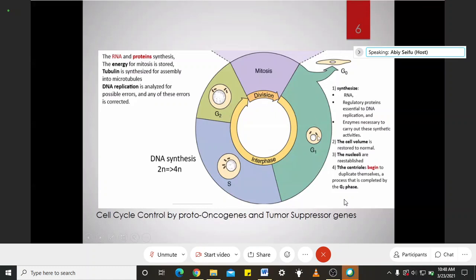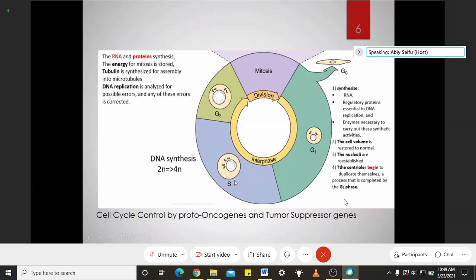During the G1 phase, these are the major events that occur. The first one is that synthetic activity takes place: RNA synthesis, synthesis of regulatory proteins, and synthesis of enzymes. These enzymes, regulatory proteins, and RNA are important during the S phase, the DNA replication phase. The DNA replication phase requires these regulatory proteins and enzymes that are produced during the G1 phase.